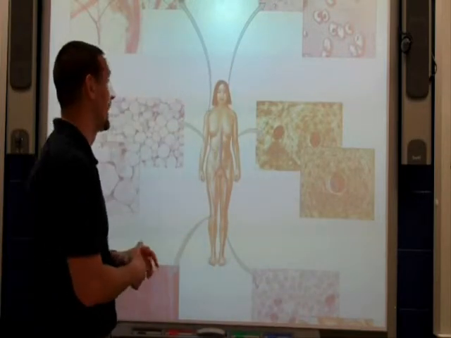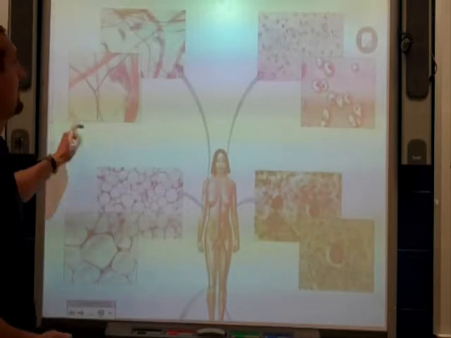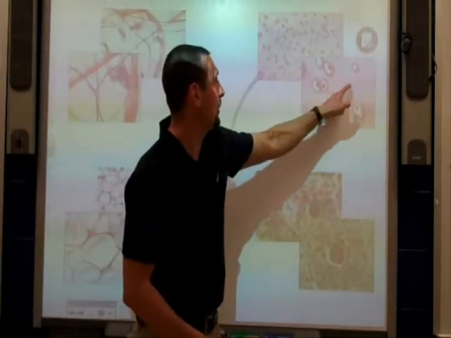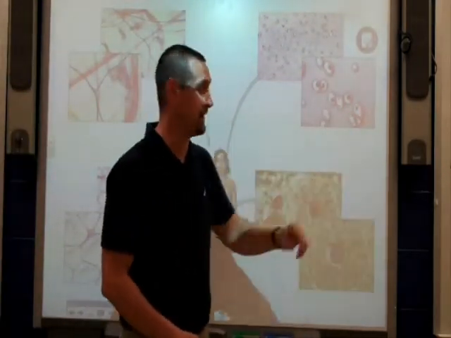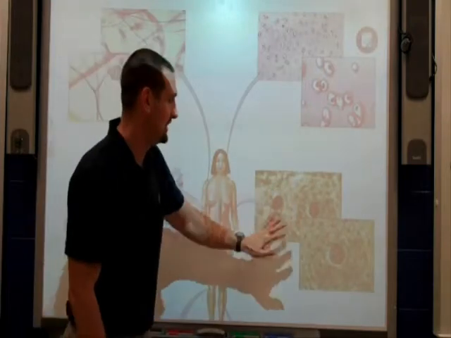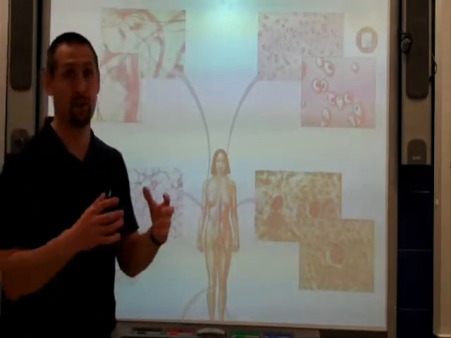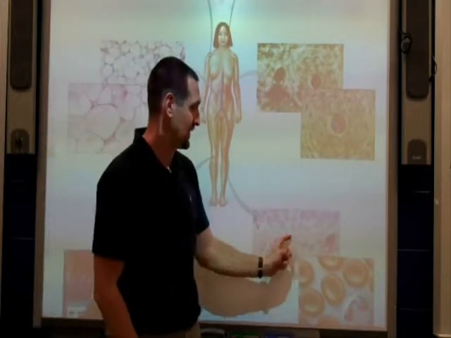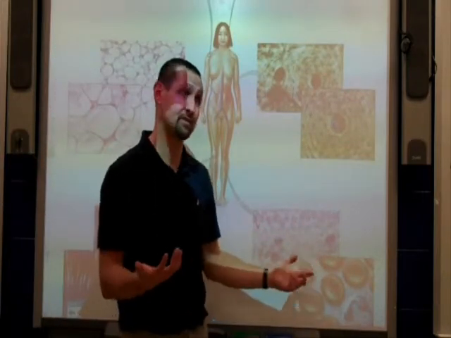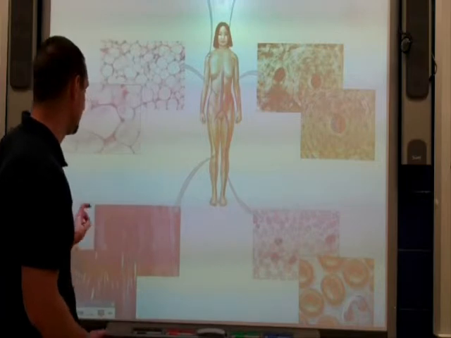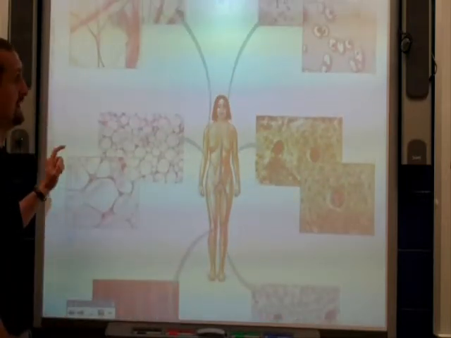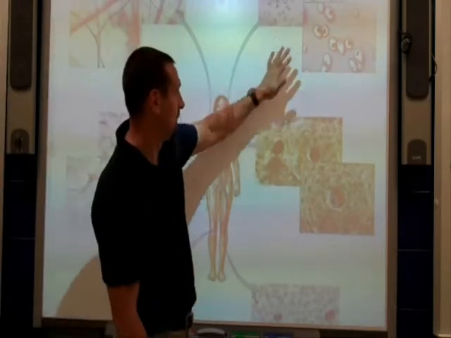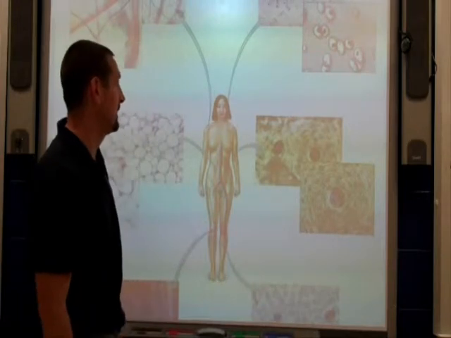Depending on the nature of that matrix, that kind of helps us categorize the type of tissue. So here we have a cell, and then around it is matrix. Same with bone cells, except in that case, the matrix is very hard. Or in blood cells, where the cells aren't touching at all, but the matrix is fluid. So those are all specialized connective tissues. Things like cartilage and bone and blood.